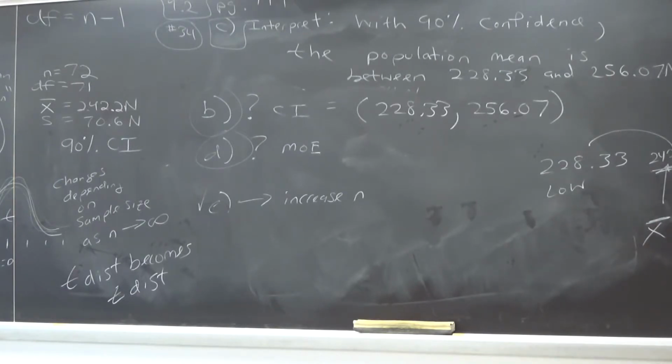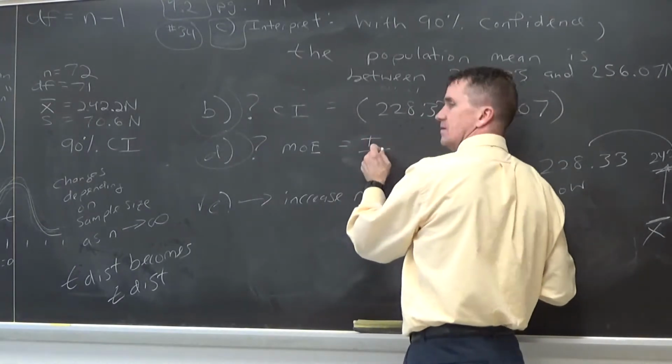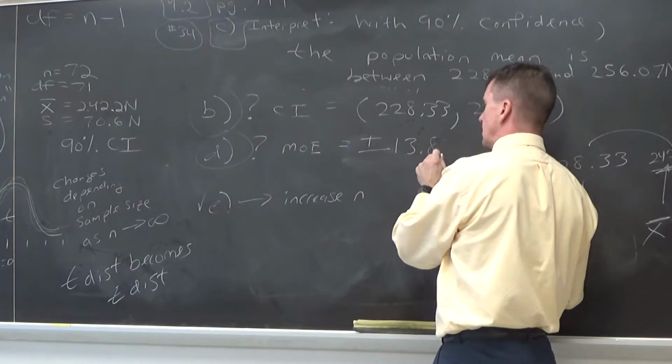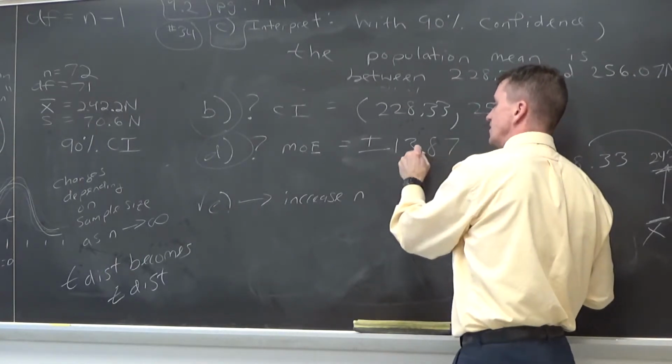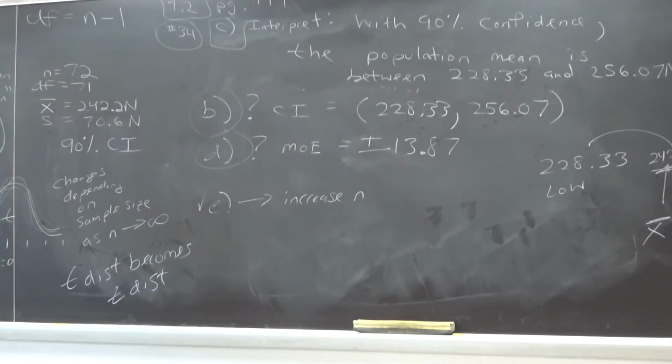What is 256.07 minus 242.2? 13.8487, is that what it is? 13.87, you want to make it 0.9. Everyone okay with this?